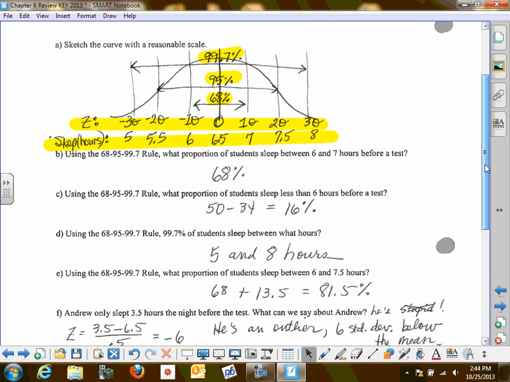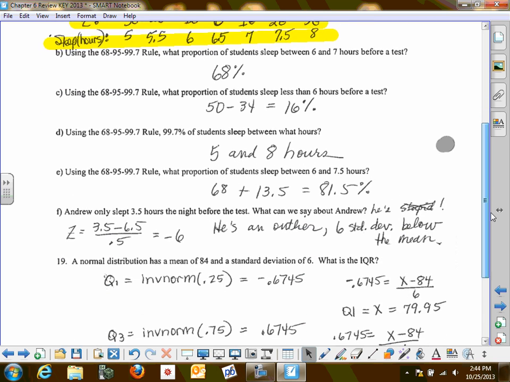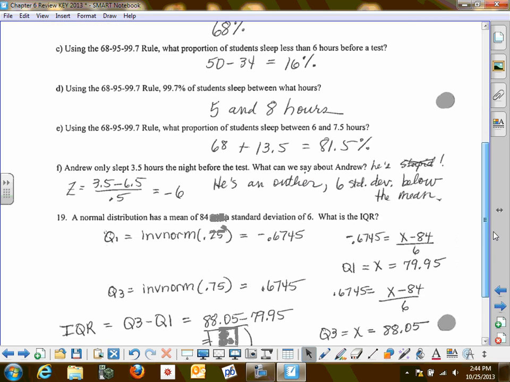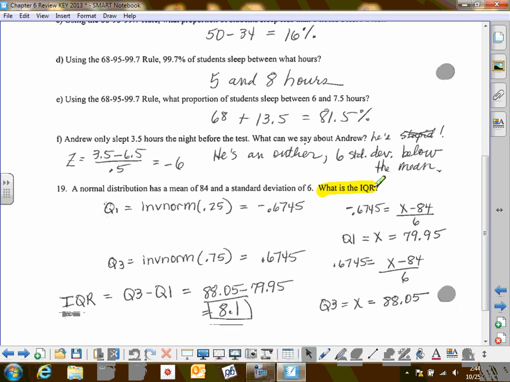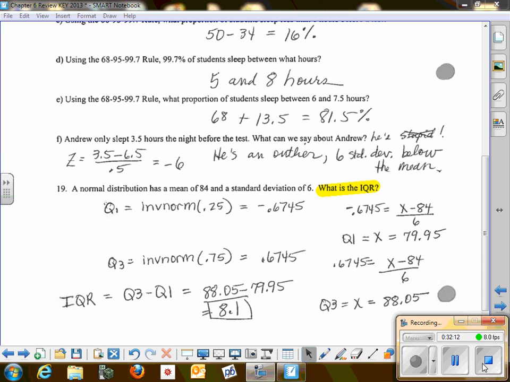And then the rest of it was just straight up regular things, so I'm just going to scroll down and let you look at those answers. The other day, we did the quartiles, so there's your IQR from a couple days ago. There you go. So that is your review. Any questions on those last ones that we had done? Okay.